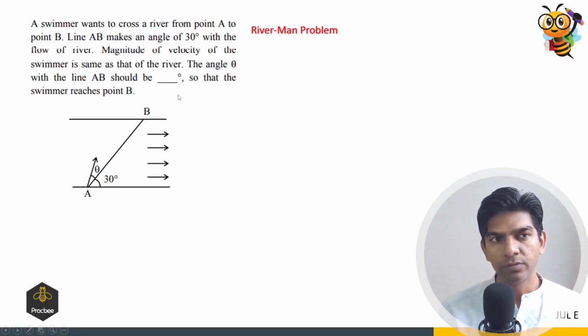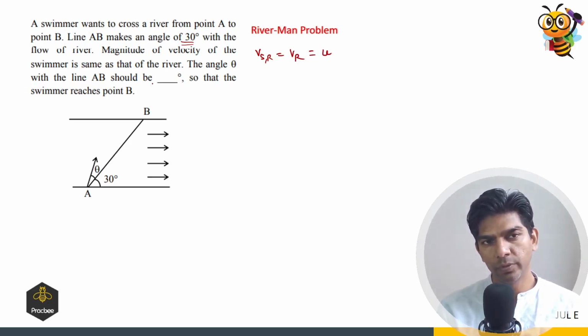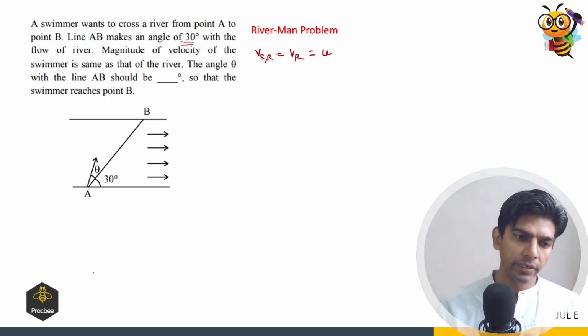Now let's see this question. A swimmer wants to cross a river from point A to point B. Line AB makes an angle of 30 degrees with the flow of the river. The magnitude of the velocity of the swimmer is the same as that of the river. So here the velocity of swimmer with respect to river is the same as the velocity of river. Let me take it as u. Find the angle theta with the line AB so that the swimmer reaches the point B. Okay, right. So let me redraw the diagram.